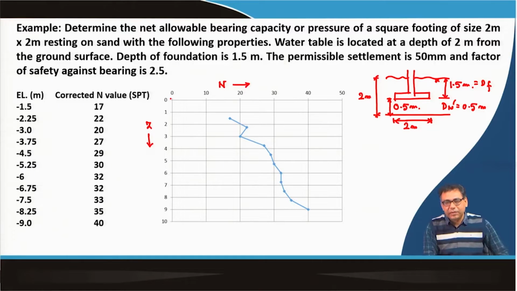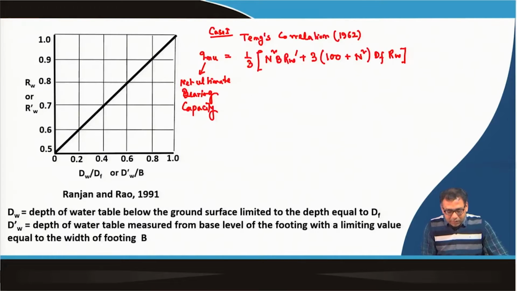Why is the permissible settlement taken as 50 millimeter? Because as per the IS code, for an isolated footing on sand, the permissible settlement is 50 millimeter. I discussed that in the last class, so that is why I am taking the permissible settlement as 50 millimeter. Now, in the first case we have used the Teng correlations. This is the correlation, and we have to use the N value.